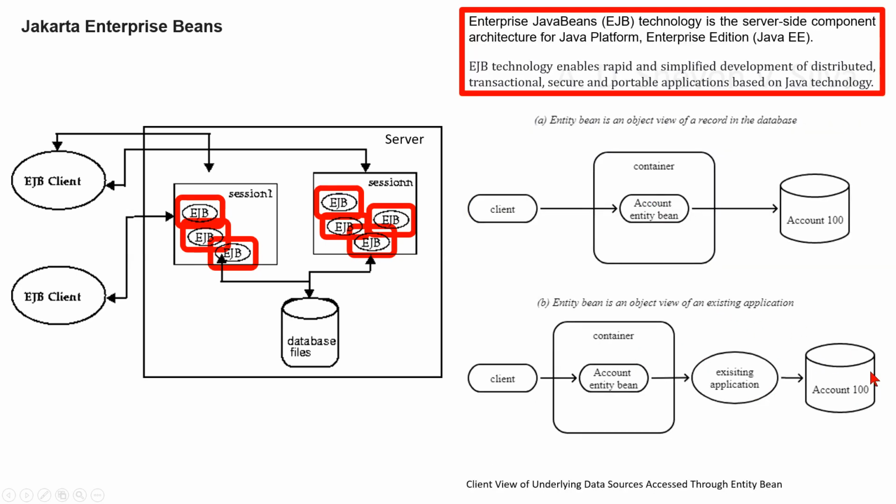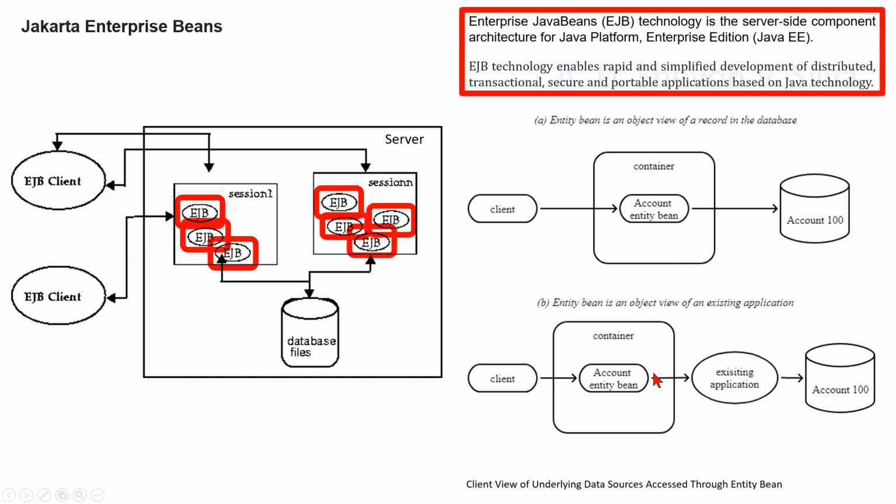Here you can see a client view of underlying data sources accessed through entity beans. An entity bean implements an object view of an entity stored in the underlying database, or an entity implemented by an existing enterprise application, for example a mainframe program or an ERP application.